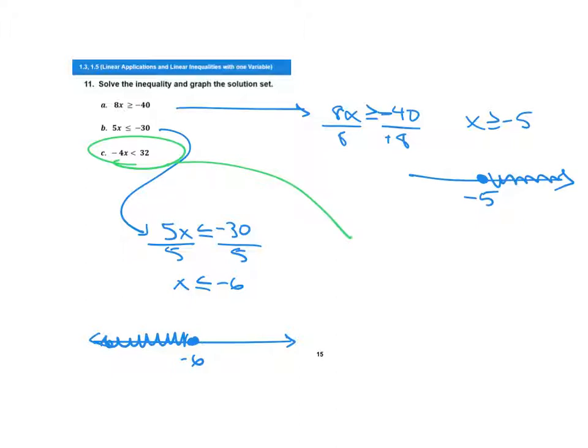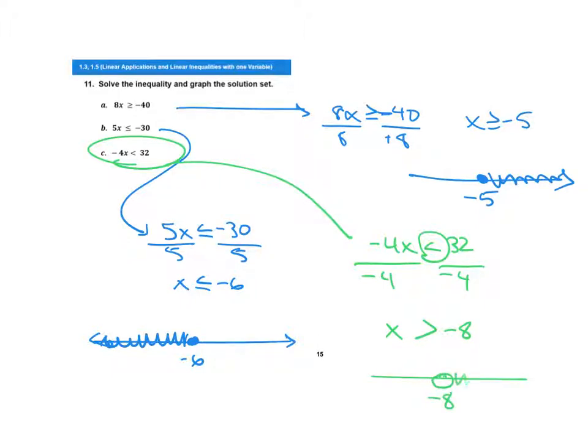And then finally C, negative 4x is less than 32, so when you divide by a negative, we want to reverse that symbol, so it went from less than to greater than, and then a positive 32 divided by negative 4 would be a negative 8. And I want to not include negative 8, but I want every value larger.